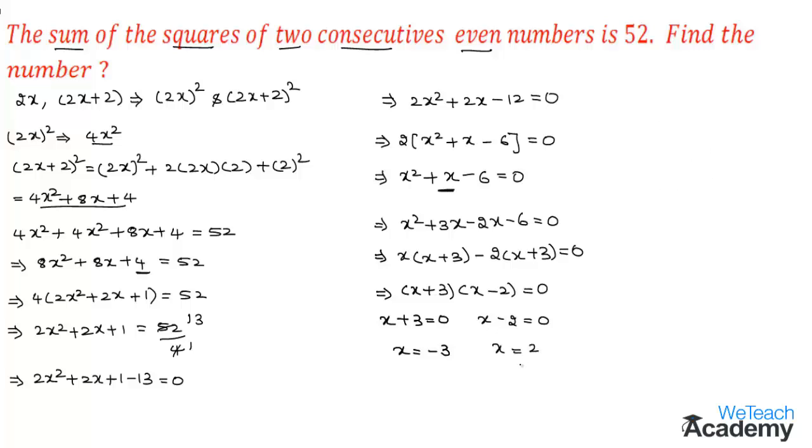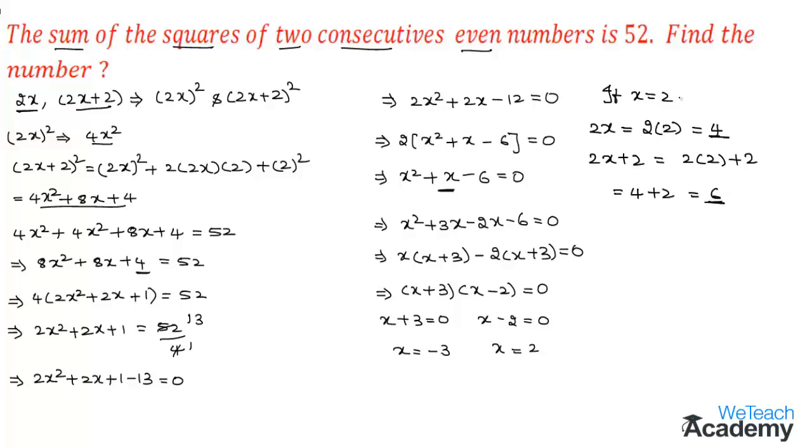So we get two values for x. First, let us consider that the value of x is 2. Then the consecutive number 2x would be 2 into 2, which would come as 4. And the other consecutive number, 2x plus 2, on substituting the value of x as 2, we get 2 into 2 plus 2. So 2 times 2 is 4, plus 2, and this would be 6. So we get the consecutive numbers as 4 and 6 if the x value is 2.